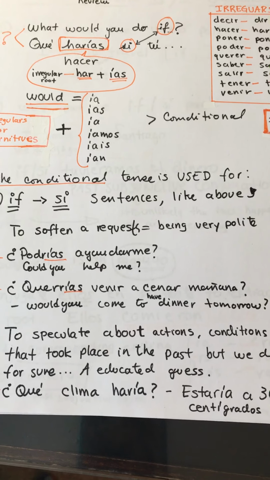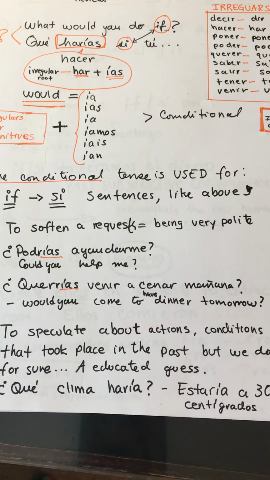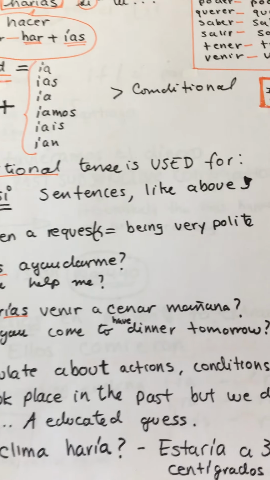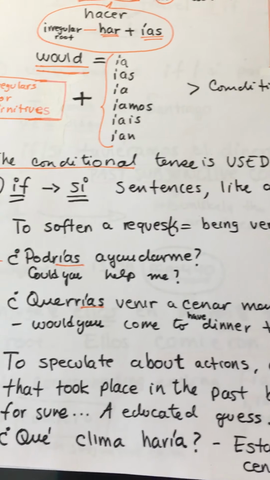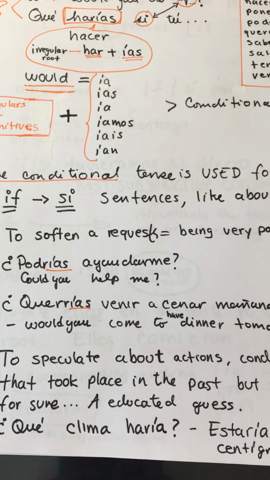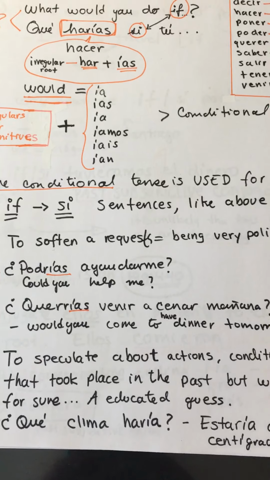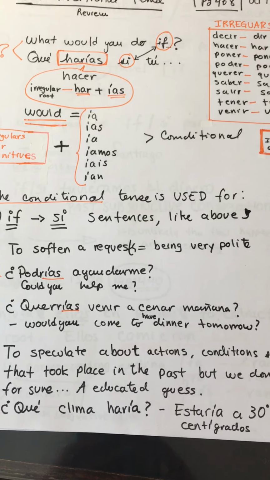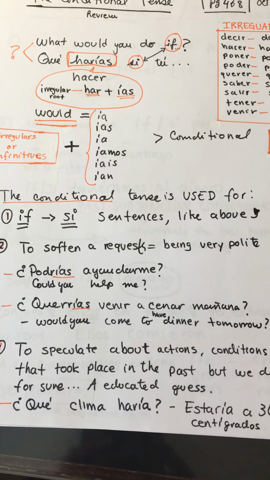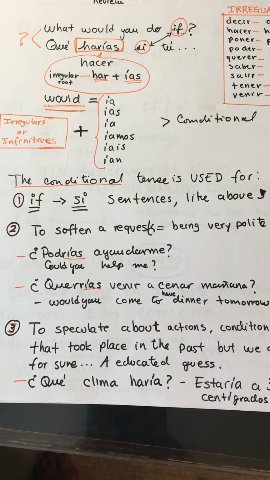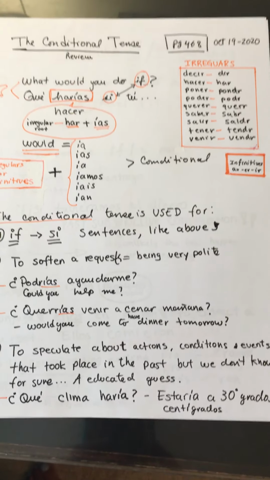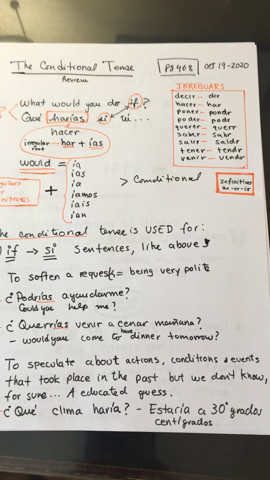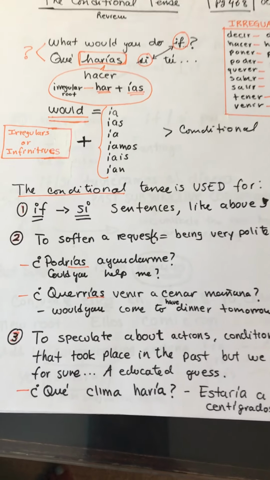¿Querrías venir a cenar mañana? It's a very nice way to invite somebody. Would you come to have dinner tomorrow? Would you come? So you're also giving the chance to the other person to say no without guilt when we use this, because it's very polite. They are giving you room to say no. Most people, since it's really nice, won't say no, but you still have room for it.